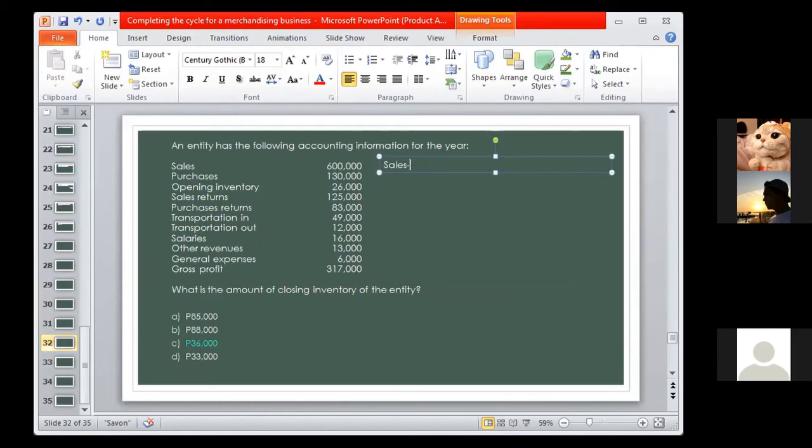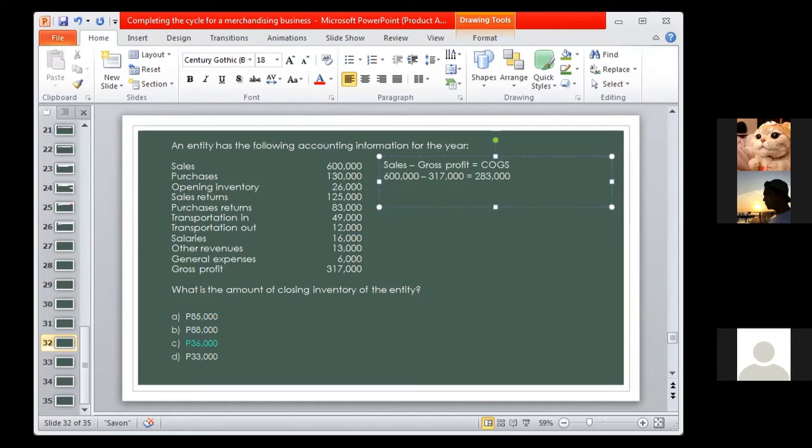Magkano ba yung cost of sales? Sales minus gross profit. Kasi para makuha natin yung gross profit, mina-minus natin yung cost of sales. Kaya ibaliktad natin para makuha yung COGS. Ilan ang amount diyan? 600,000 minus 317,000 equals 283,000. Ayan, meron na tayong COGS.